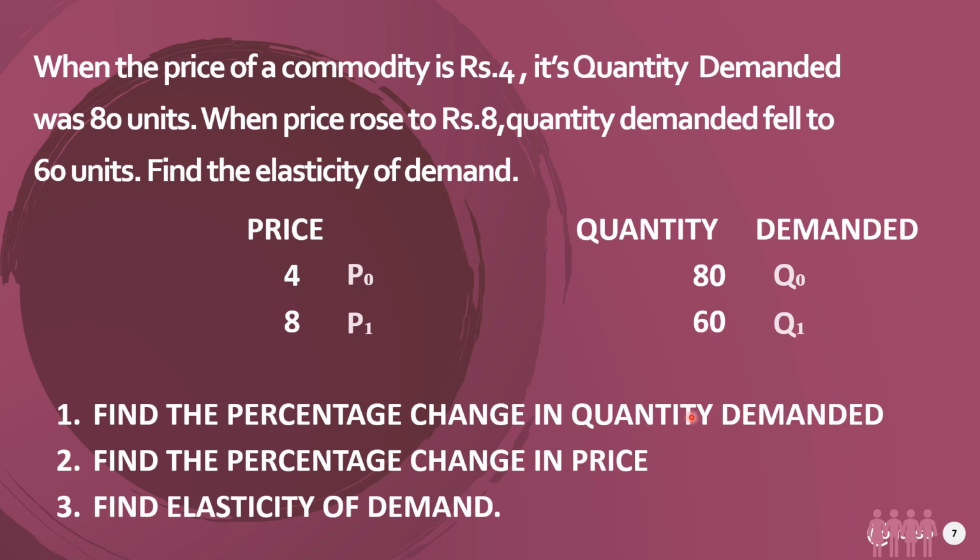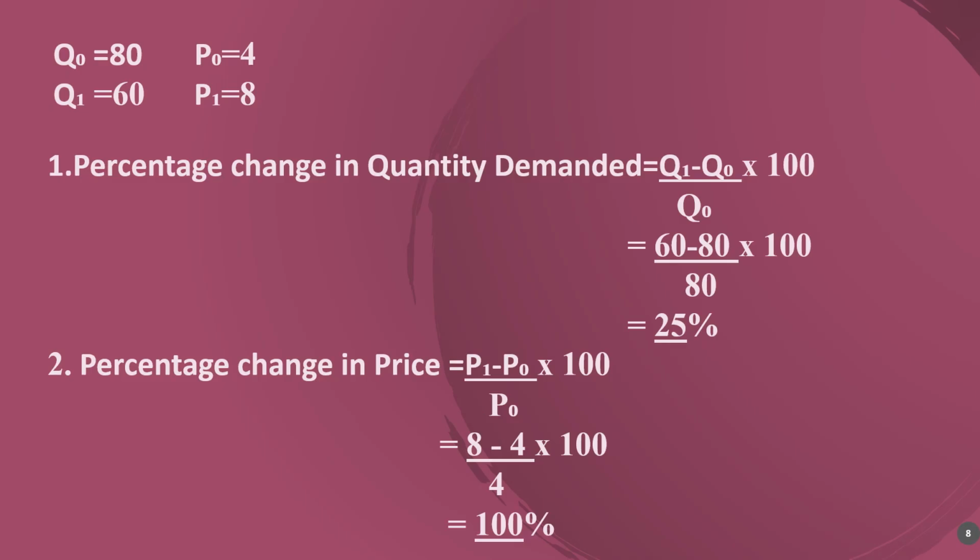Let's go through the steps again. The first step is find the percentage change in quantity demanded. The second step, find the percentage change in price. And the third step, find the elasticity of demand. Before you begin to solve the problem and go through its various steps, it would be better if you would write down first Q0 equals 80, Q1 equals 60, P0 equals 4, P1 equals 8. Because then it helps you to substitute correctly.